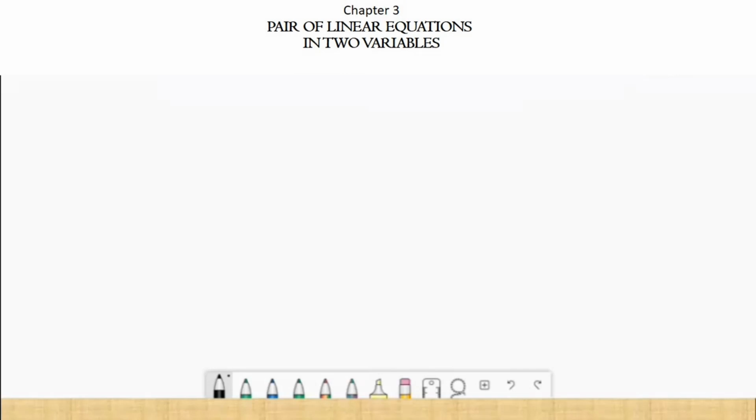Today we start with a new chapter, chapter number 3, pair of linear equations in two variables. In this lesson I will introduce this chapter and we will discuss some previous knowledge. In 8th standard you have studied linear equations in one variable. Can you say one example for a linear equation in one variable?